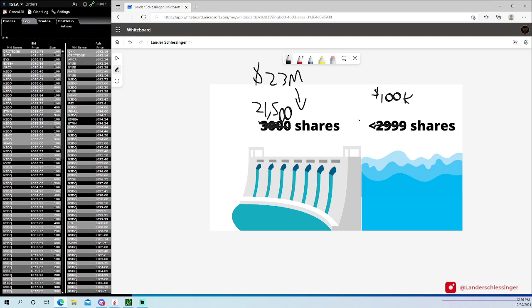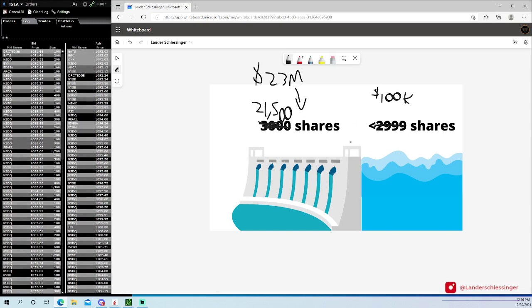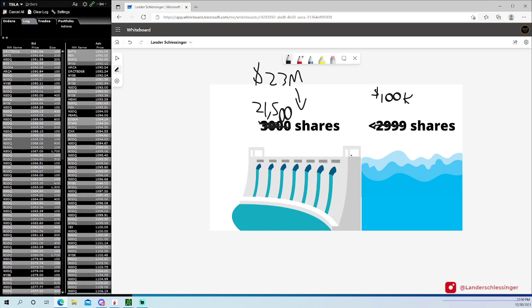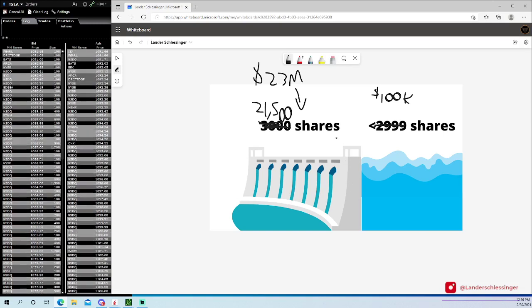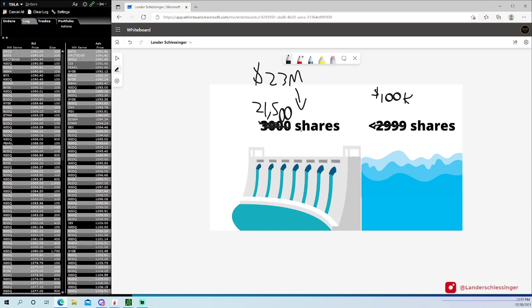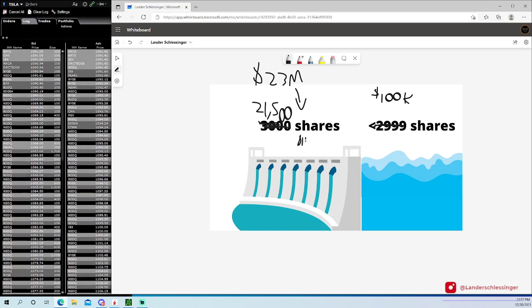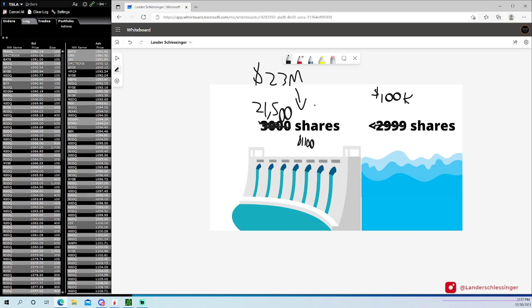Because if we see a dam break, right? For example, if we see there's a huge wall here, let's say this dam is like the Hoover Dam. This is the biggest dam ever. And it's $23 million sitting there, right? That wall is going to be super strong. Now, if that wall breaks, right? Let's say this is 1,100. If this wall breaks, what do you think is going to happen, right?